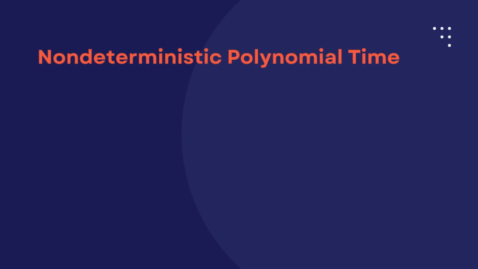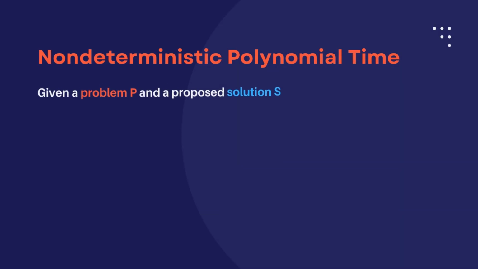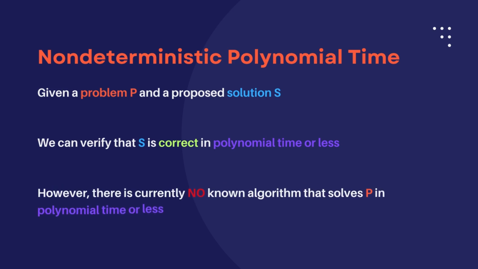Now, moving on to the second class of problems, which are those that can be solved in non-deterministic polynomial time, also known as NP. These are problems where a solution can be verified quickly, even if we don't yet know how to solve them efficiently. That is to say, if we were given a problem P and a proposed solution S, we can verify that S is correct in polynomial time or less. However, there is currently no known algorithm that solves P in polynomial time.